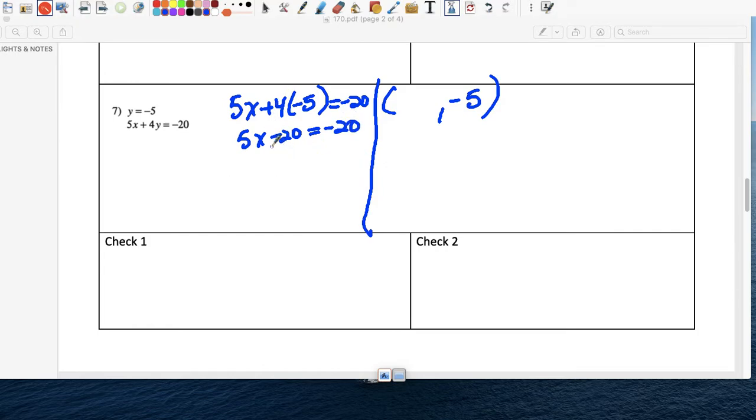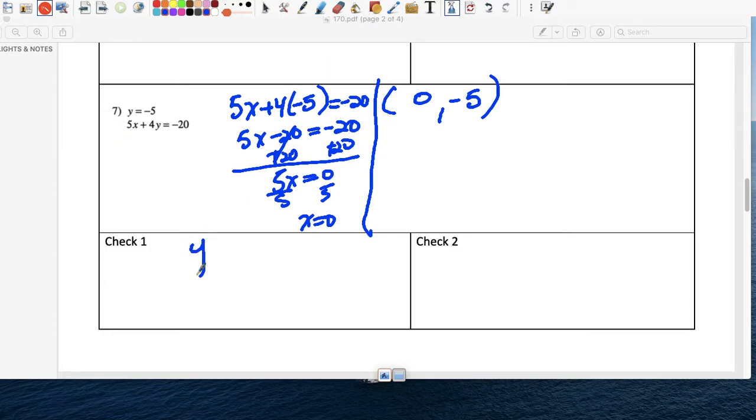So we want to get rid of the negative 20. We do plus 20 on both sides. We get 5x equals 0. And divide both sides by 5, x equals 0. So our solution is 0, negative 5. Well, let's see if that works.